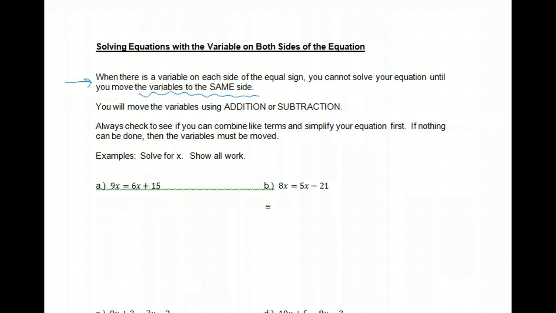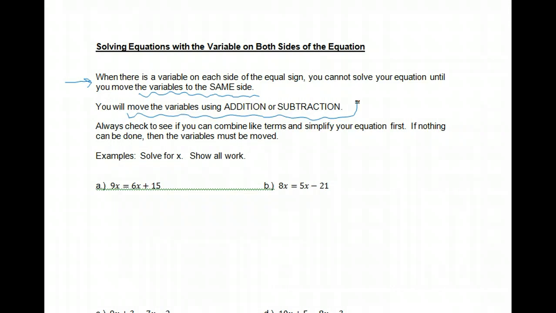Now, when we move variables, moving variables is different than undoing them, okay? We just simply want to move them to the other side, essentially so that we can combine like terms. That's what's going on here. And we will always move our variables using addition or subtraction, depending on what you've got going on in your equation.